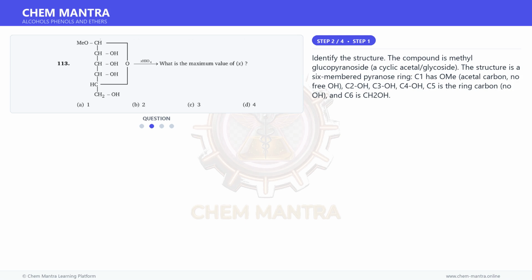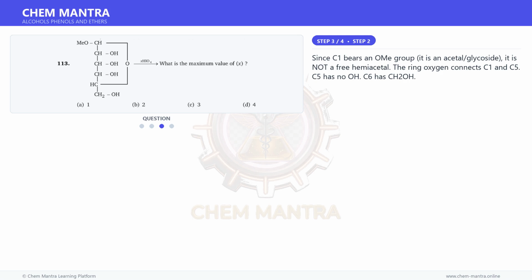Identify the structure. The compound is methyl glucopyranoside, a cyclic acetal glycoside. The structure is a 6-membered pyranose ring. C1 has OMe, an acetal carbon, no free OH. C2 OH, C3 OH, C4 OH. C5 is the ring carbon, no OH, and C6 is CH2OH. Moving on to the next step.